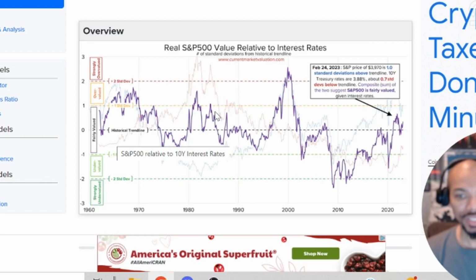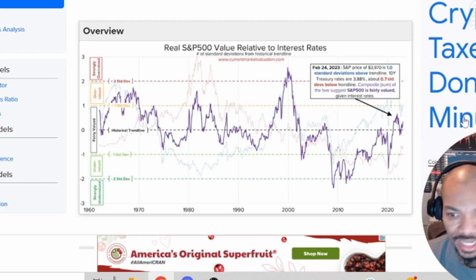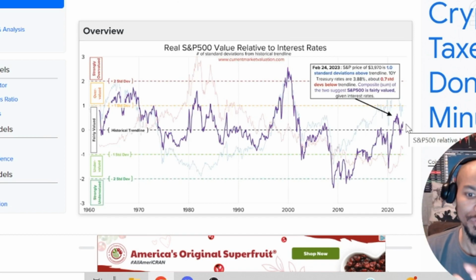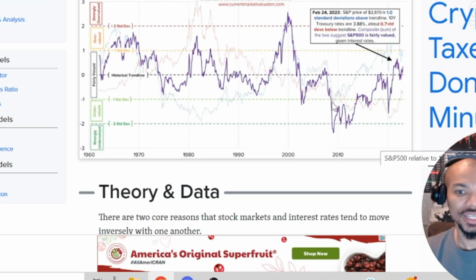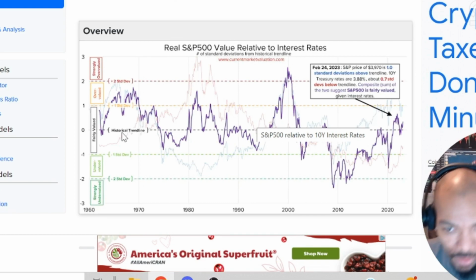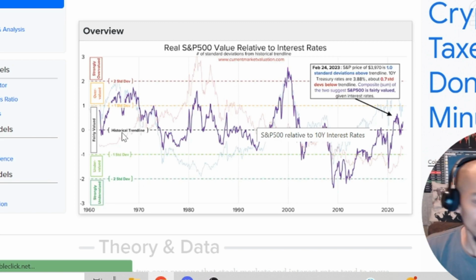So if we're looking at stock prices relative to interest rates, as we can see, it falls in fair value, hovering around that historic trend. So we can see it's fair value if we're looking at this. And remember, I think it's much better to look at the standard deviations to pick whether the market is overvalued or undervalued. So for the S&P relative to interest rates, we have fair value.